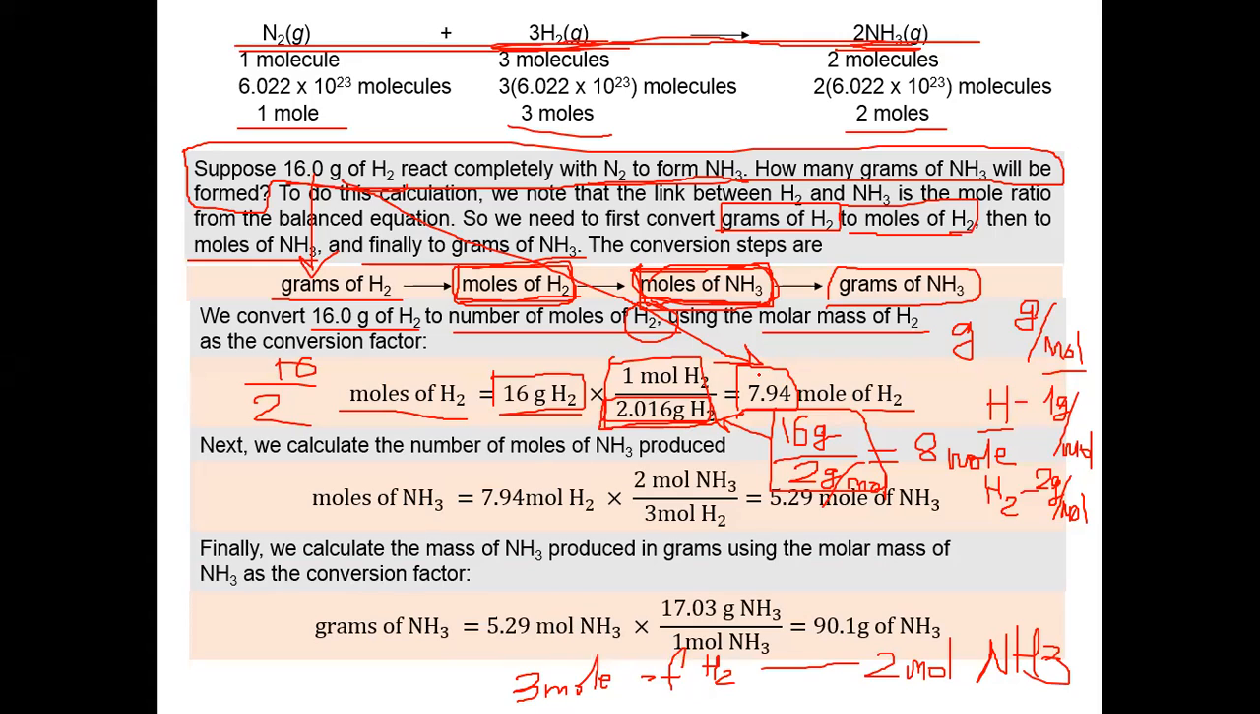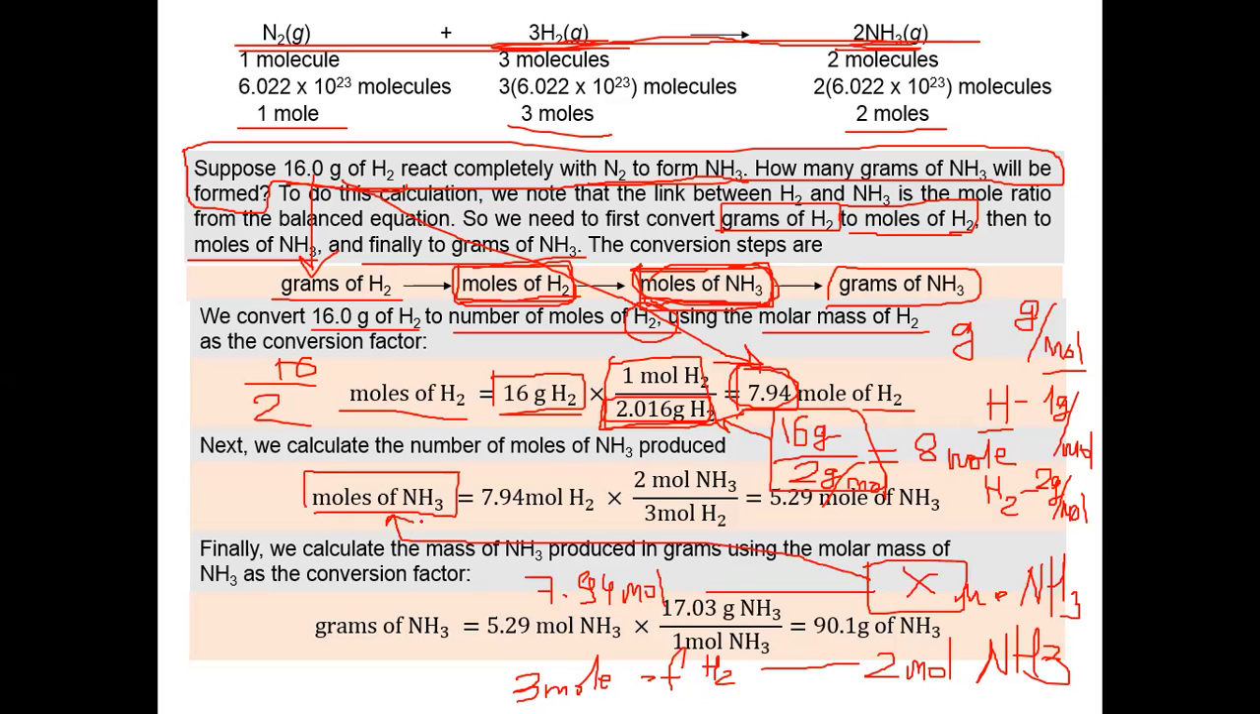But in reality, we have 7.94 moles of hydrogen. So it means that 7.94 moles will produce X moles of ammonia. How do we find X? It's written over here. It's the same thing, so we just multiply.